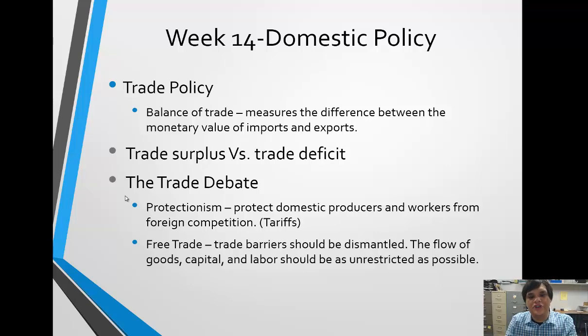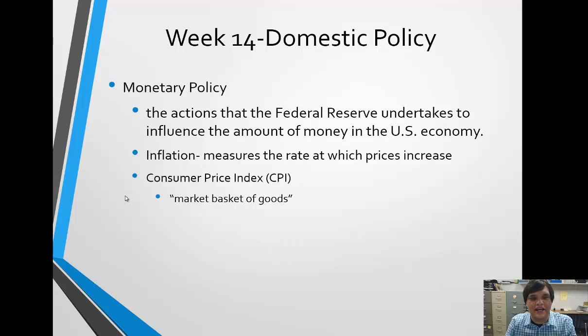Now, there's free trade that is good, and there's free trade that is bad. That's why it's called the trade debate. You need to try to balance those out and take both perspectives into account. But for the purpose of your test, I can guarantee that there will be the definition of protectionism and the definition of free trade. So be aware of those when that question may come on the test.